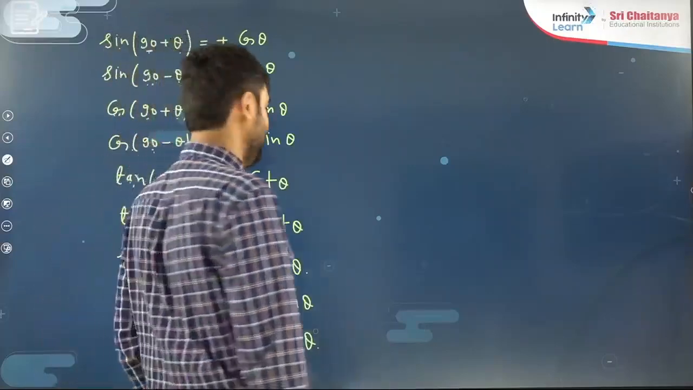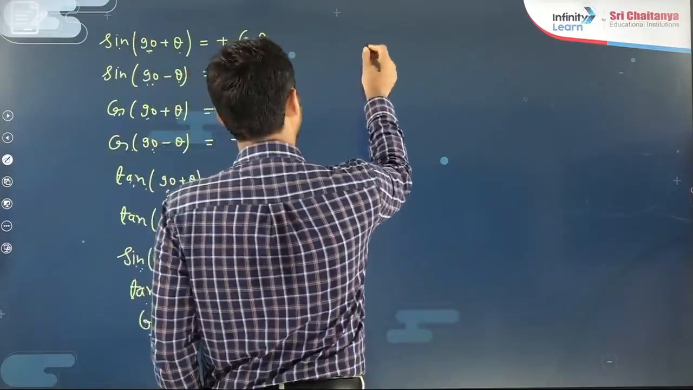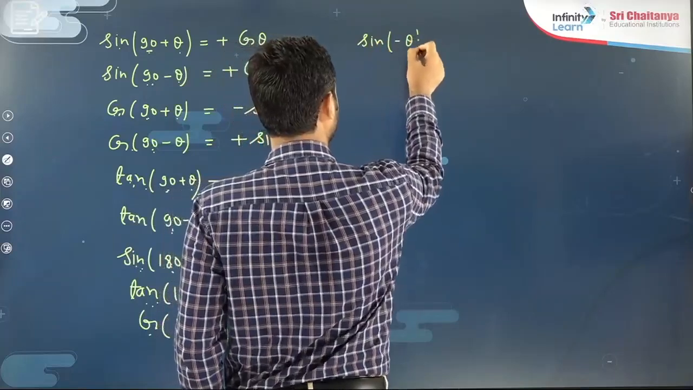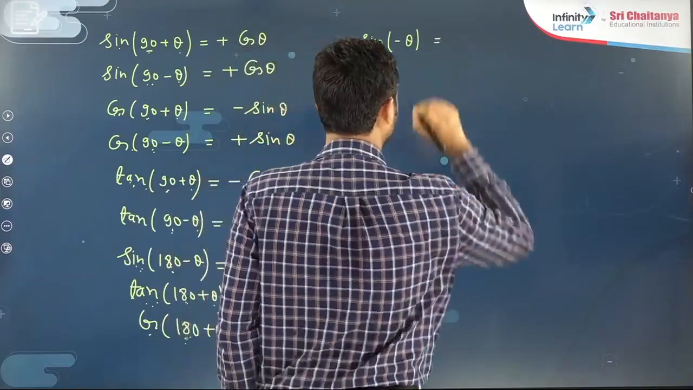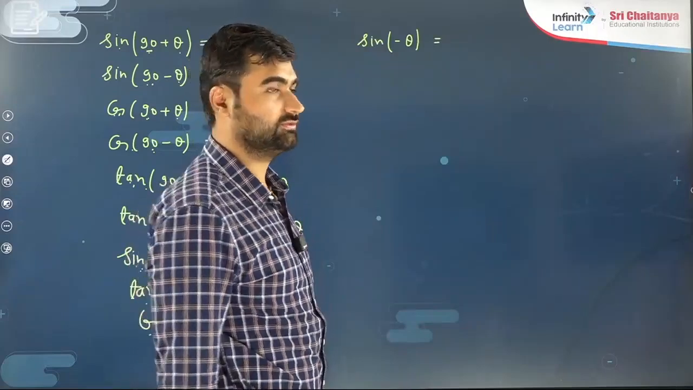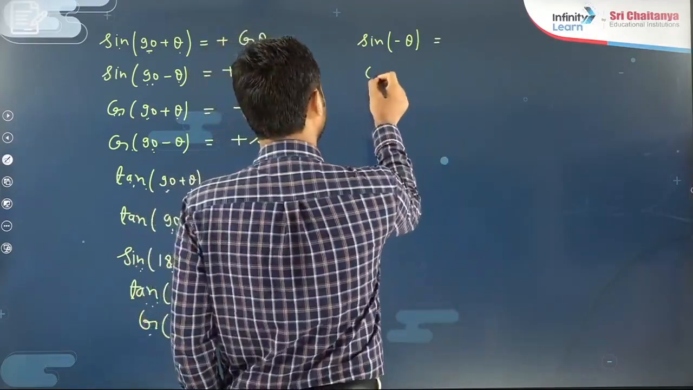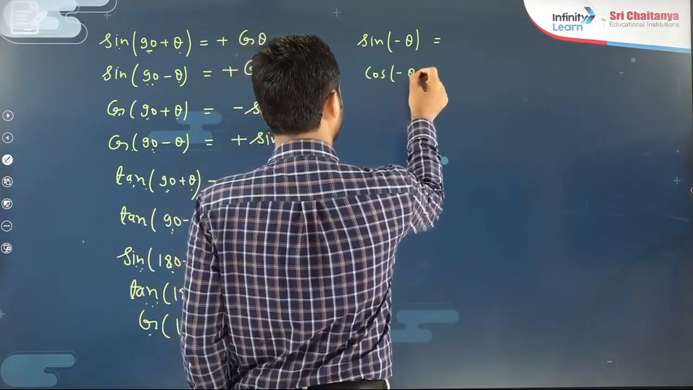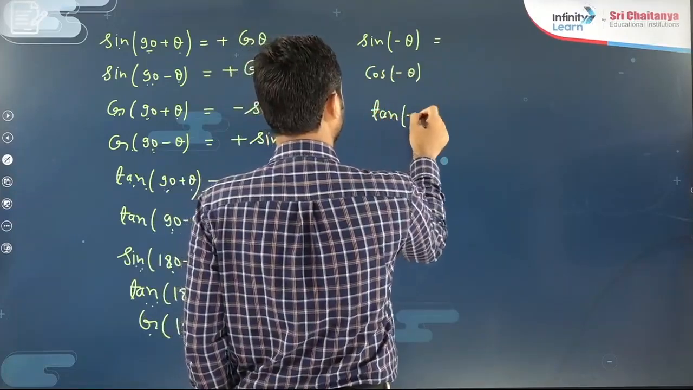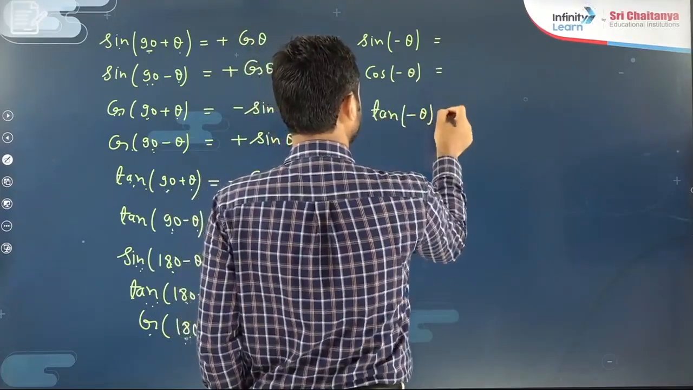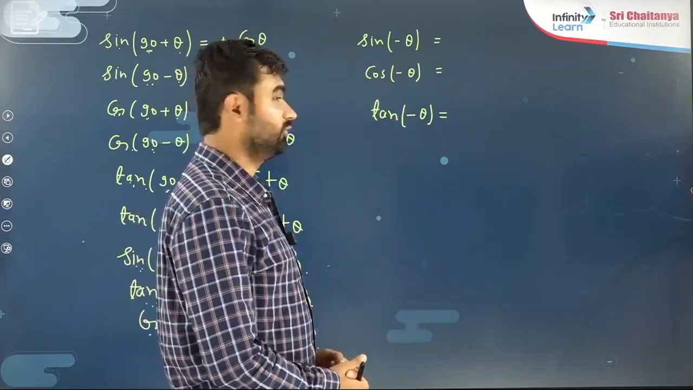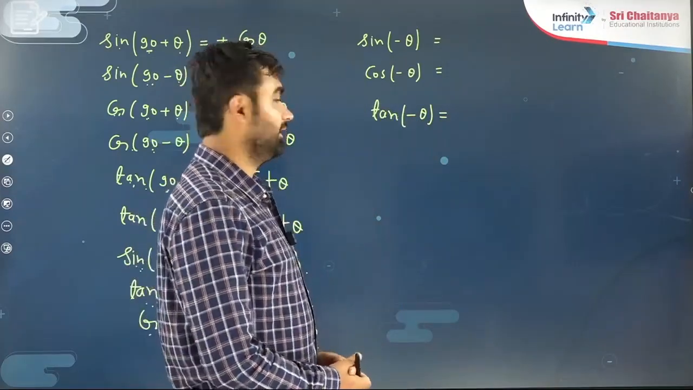Okay. So let's see. What I am writing: sine minus theta. What is the value of this sine minus theta? You have to find this out. Similarly, cos minus theta also, and tan minus theta. These 3 values you have to find out: sine minus theta, cos minus theta, tan minus theta.